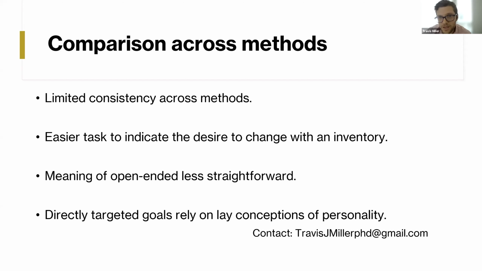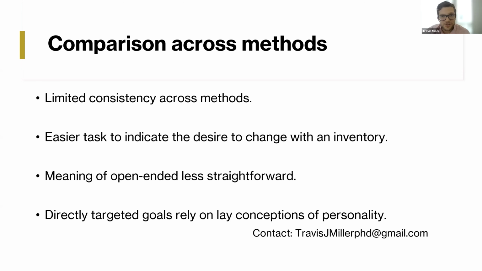While it seems that the other two methods may be more tied to intentions to change, the methods are by no means without flaw. For one, the interpretation of the results is much more convoluted than with inventories. For example, with open-ended goals, it's unclear if having multiple goals to increase extroversion means that it is more important to the participant that they increase their extroversion, or if the magnitude of desired change is larger.